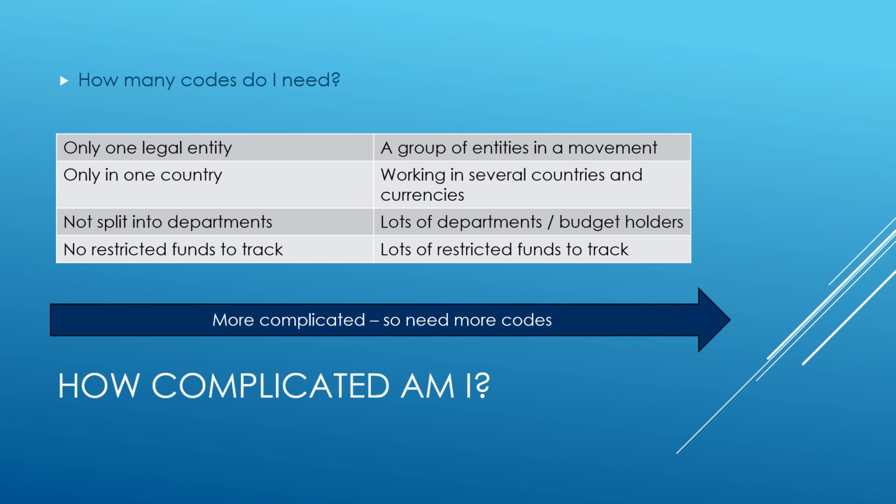Restricted funds are the big one. The more restricted funds you have, the more powerful your reporting needs to be. 2 or 3 restricted funds, you can probably do on the back of an envelope. 50 restricted funds, you need a good system.